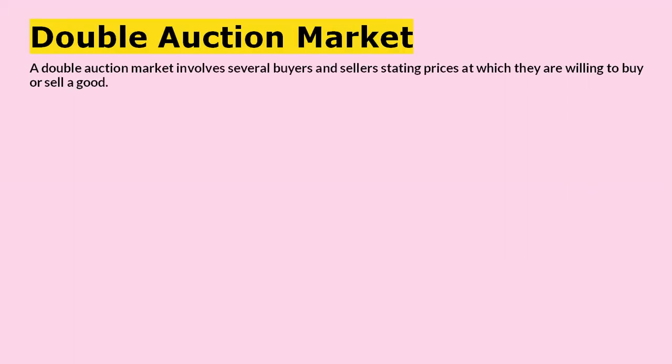Double auction market. A double auction market involves several buyers and sellers stating prices at which they are willing to buy or sell a good.